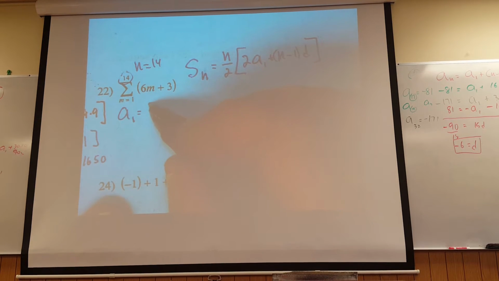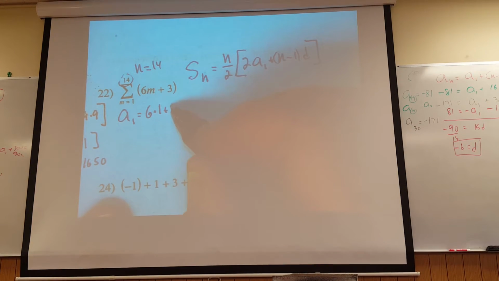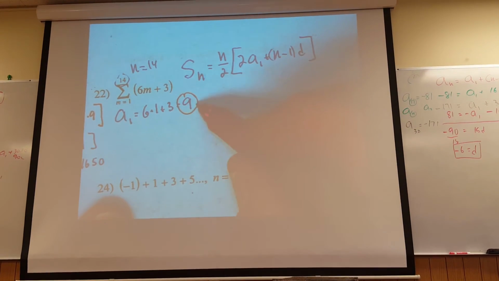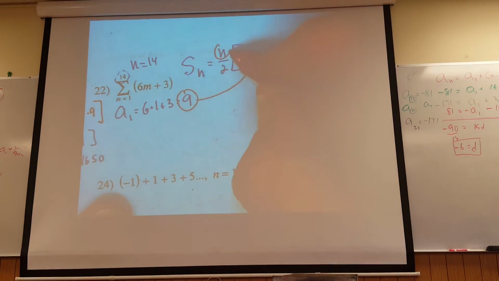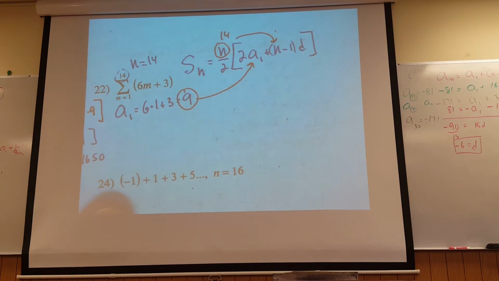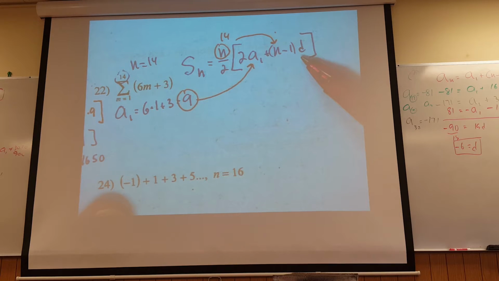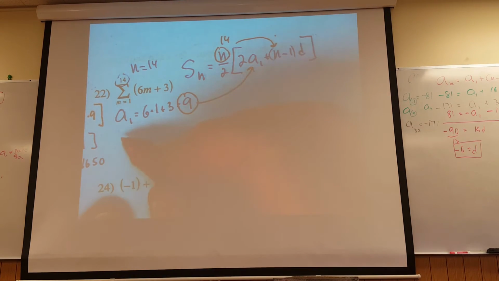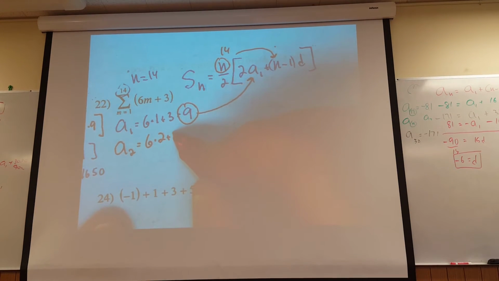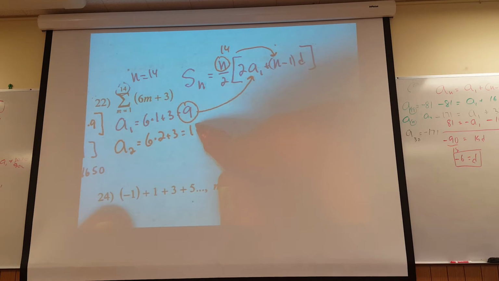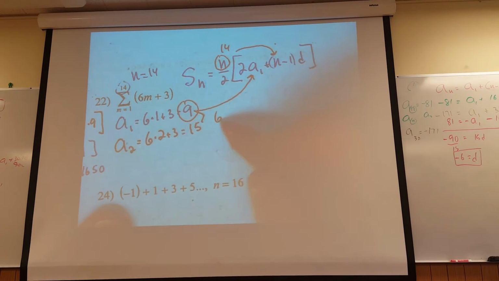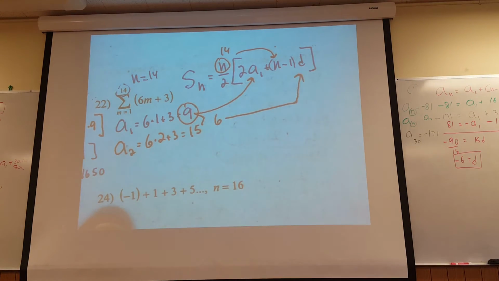a1 is going to be 6 times 1 plus 3, which is 9. So now we know that 9 is going to go in there, and this is 14, and this is 14. Okay, what is it that I don't know? The d. So I need to find the second term. 6 times 2 plus 3, and that's going to be 15. What's the difference between 9 and 15? And that's going to be d right there.